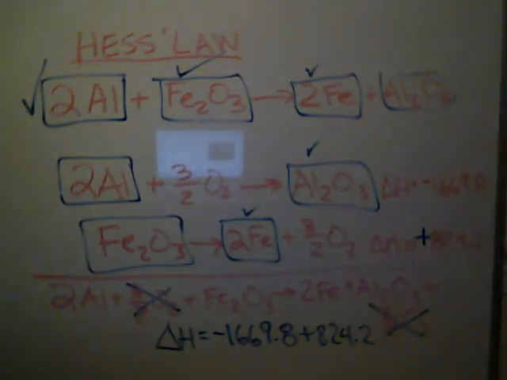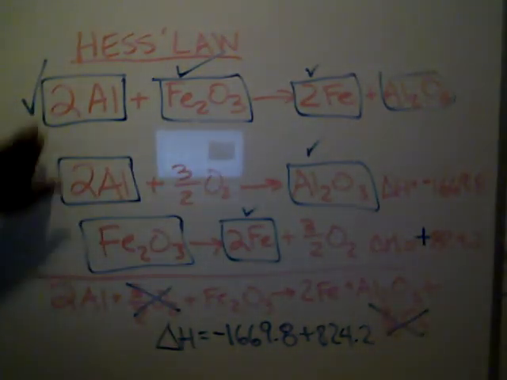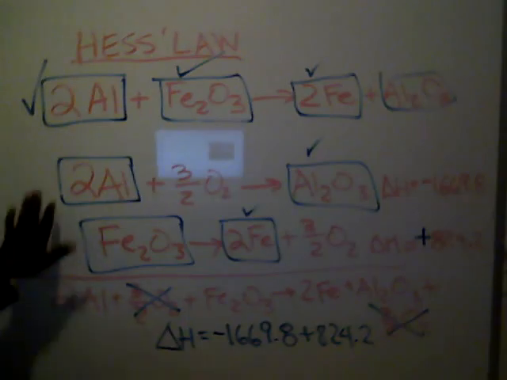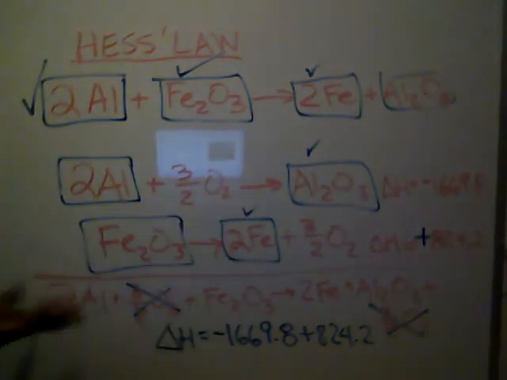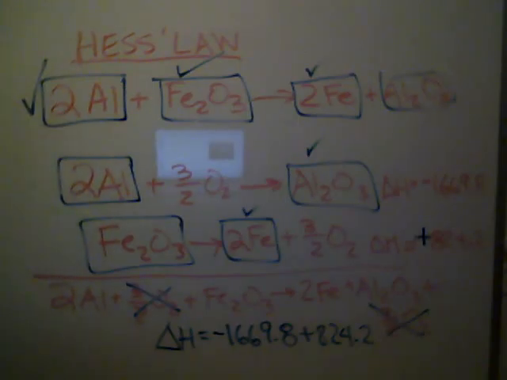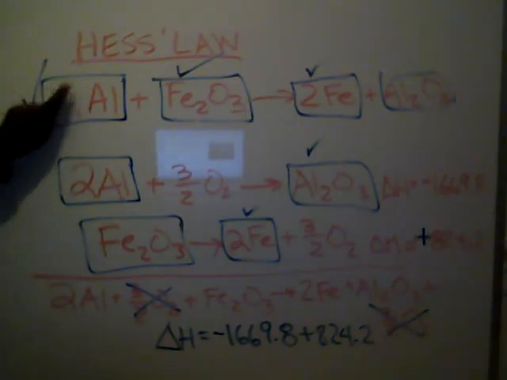So just to recap, for Hess's law, you're going to get a final equation, and you're going to get steps. Your job is to figure out how the steps fit together. You may need to reverse steps, you may need to multiply. So let's say as an example that we needed 4 aluminums. Let's say that this wasn't a 2. Let's say this was a 4.